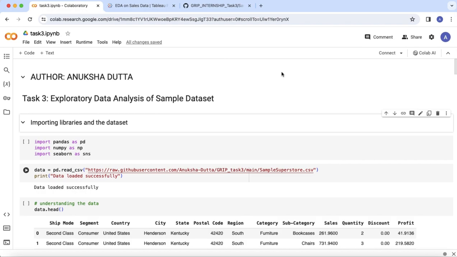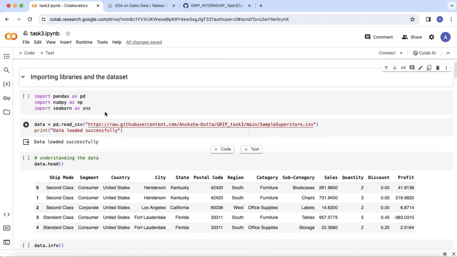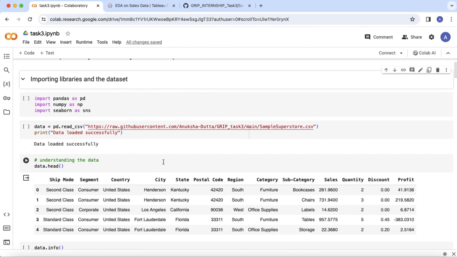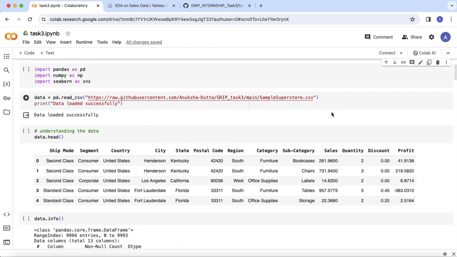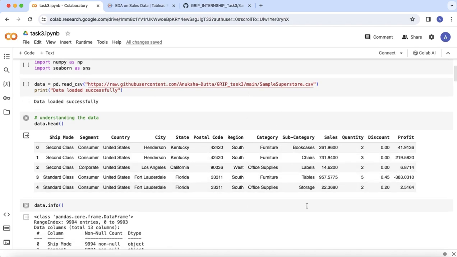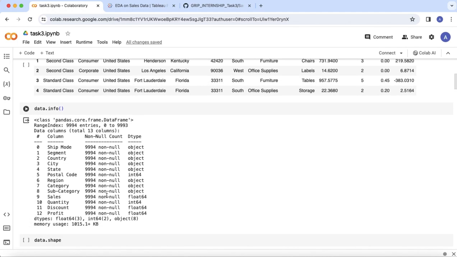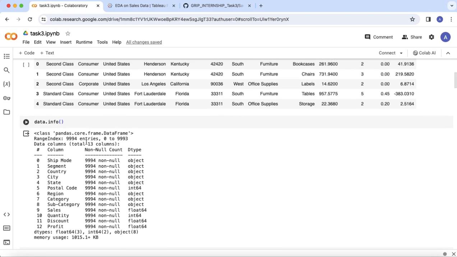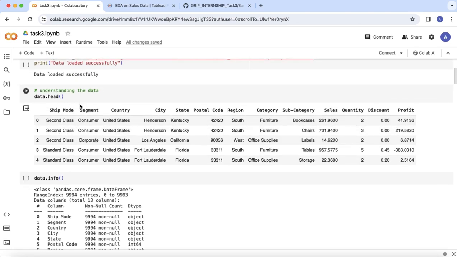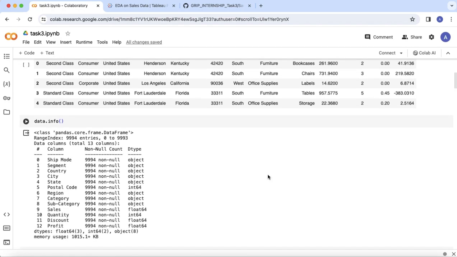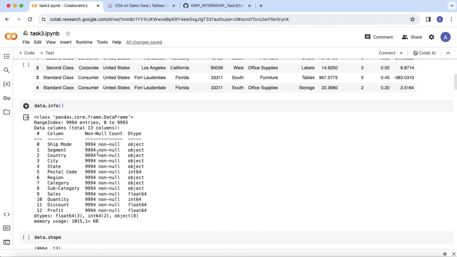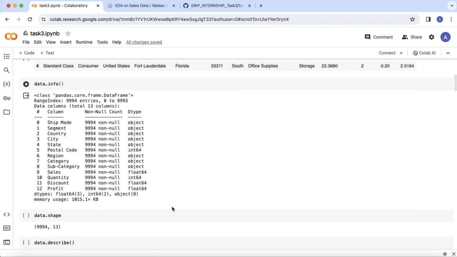In order to perform exploratory data analysis on this sample dataset, I first imported all the libraries, that is pandas, numpy, seaborn, and then I loaded the dataset. As we can see, these are the different features of the dataset. Using info, we can find out even more information about these features. There are 13 features that we are working with: ship mode, segment, country, etc. And we have the non-null counts of all these features. These are the data types of the particular features.